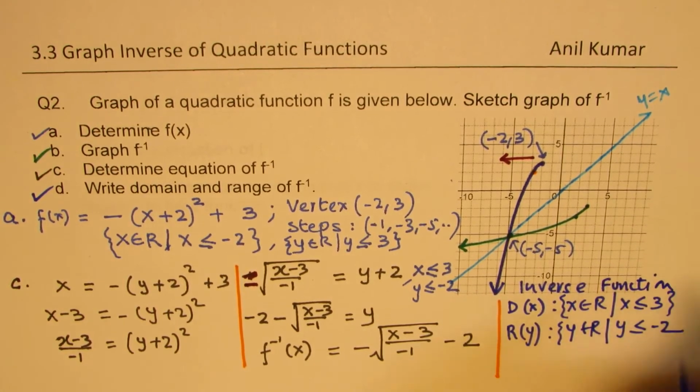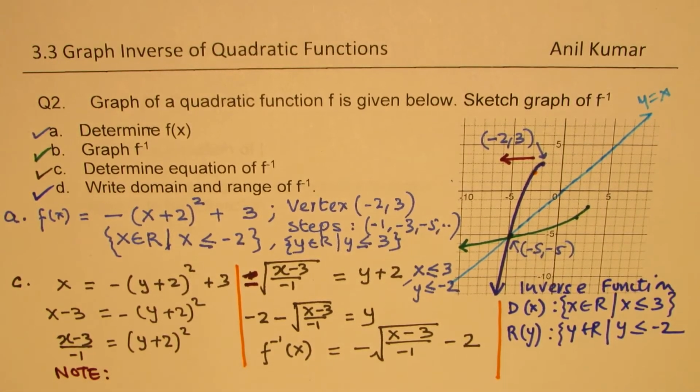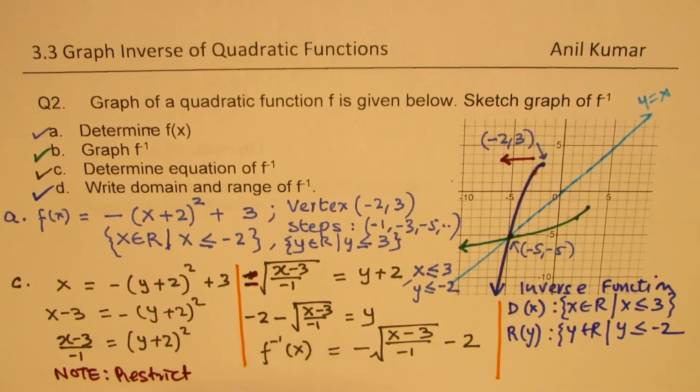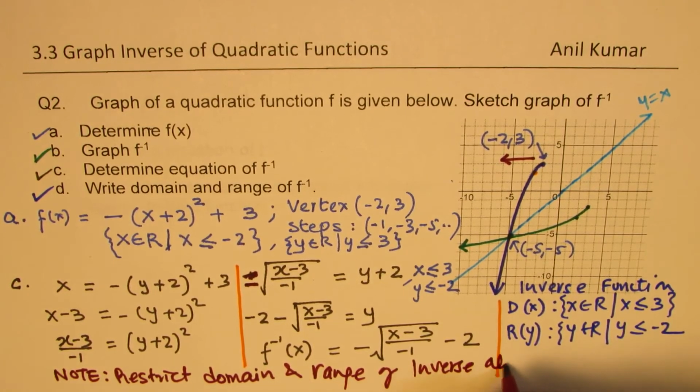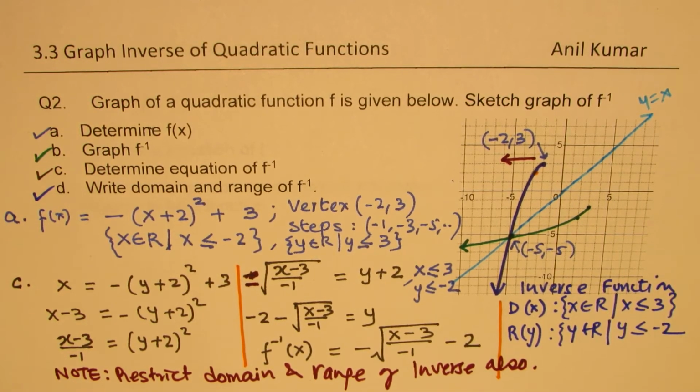Now, in this case, the inverse is a function, since we have restricted the domain of the parabola under consideration. The graph was given only of one side of the parabola, correct? So the note here is that you need to restrict the domain and range of the inverse also, as shown in this particular example, right? That is very important to understand.